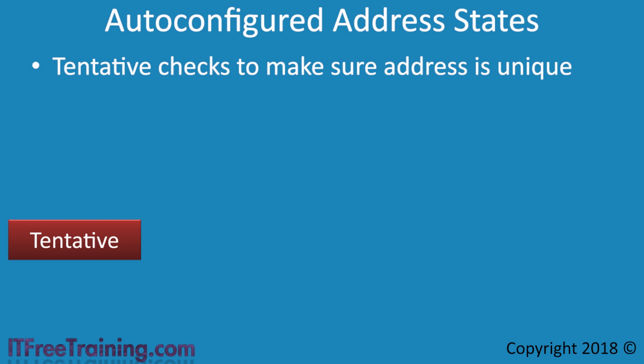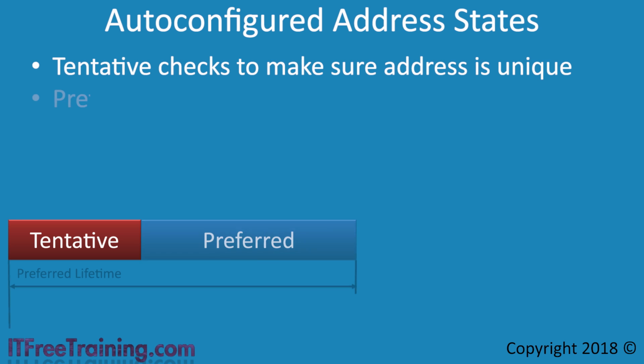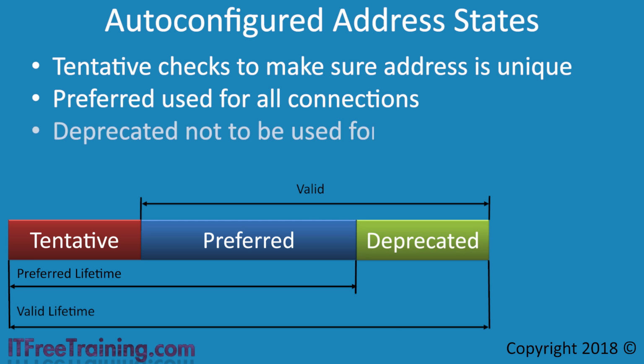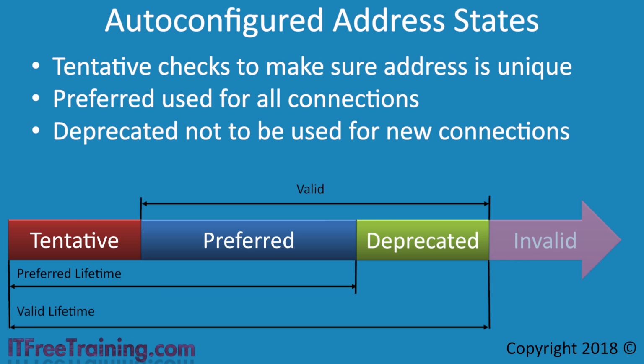During this stage, the address is checked to make sure it is unique on the network. Once this check has been performed, the address becomes preferred. Preferred simply means the address is considered valid for receiving and sending on. When the IP address reaches the end of its life, it becomes deprecated. Deprecated addresses should not be used for new connections, but old connections can still use them. After this, the address becomes invalid and can no longer be used.